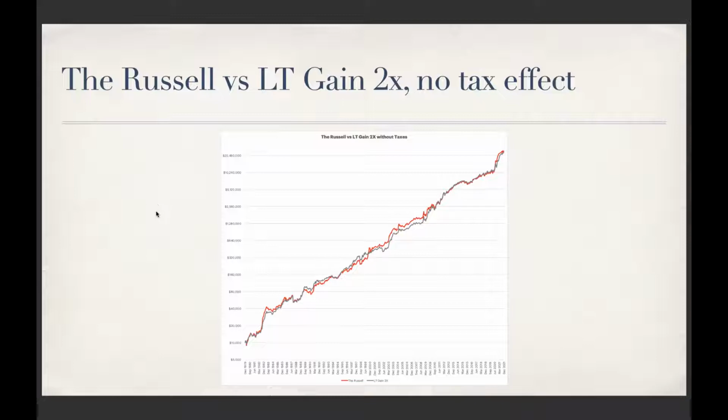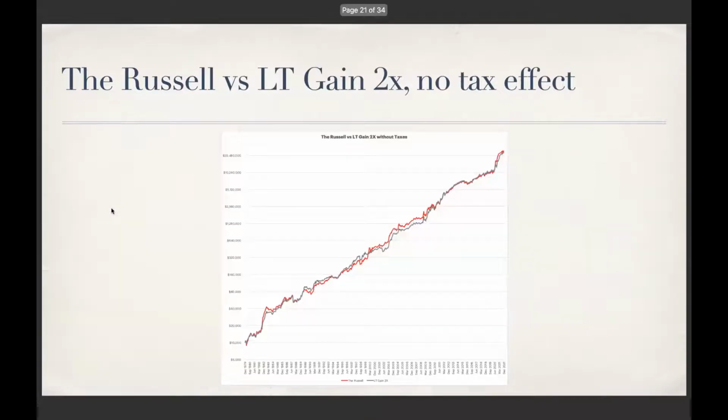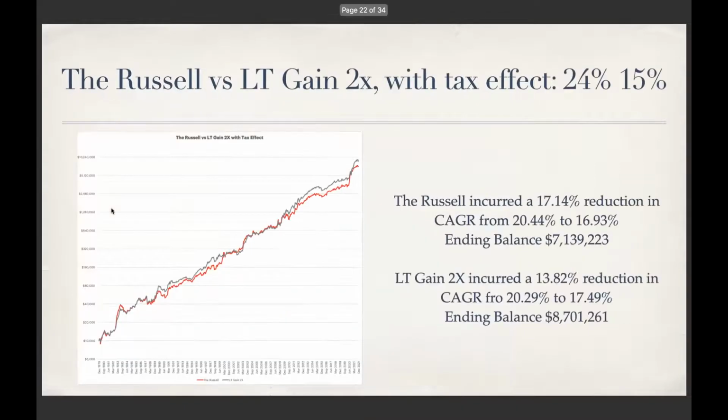So that was really encouraging to me when I looked at this, when I got to think about replacing the Russell with a new strategy. And this is showing the Russell, but now the long-term gain. Well, I'm sorry, both of them have tax effect taken into them. So I went through all the performance from 1980 forward, and I applied the capital gains long and short-term rates of 24 and 15, which I assume is what a lot of people are likely to be using.